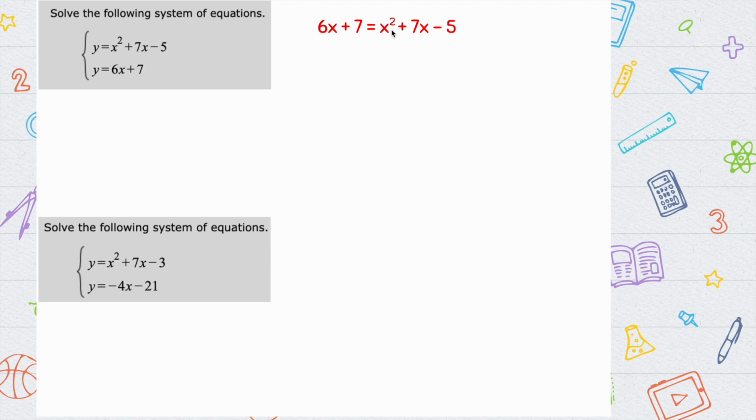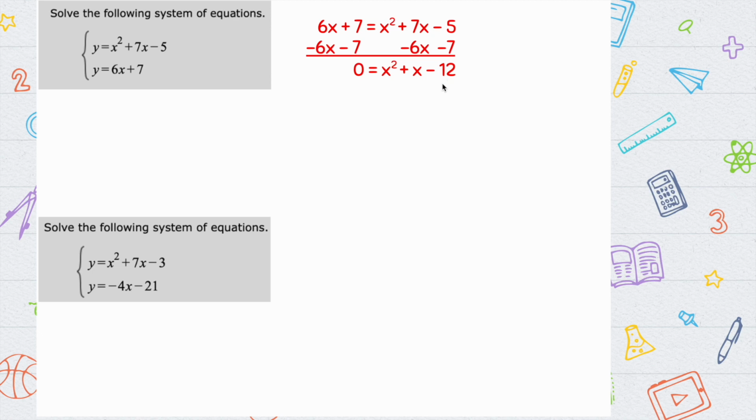Okay, so now we're going to bring everything over to the one side. So I'm going to subtract 6x and 7 from both sides. So I end up with 0 over here. X squared is going to drop down. 7x minus 6x is 1x. And negative 5 minus 7, well, that's going to give me negative 12.